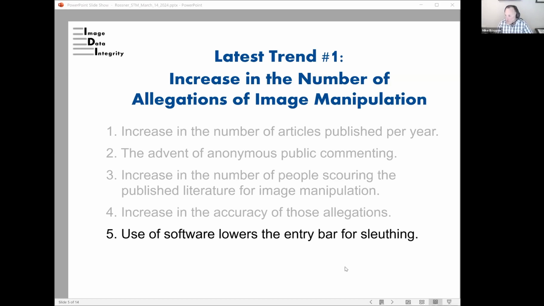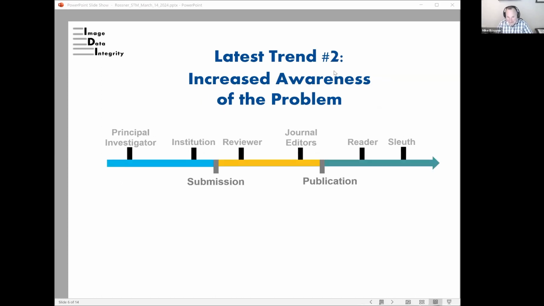It used to require some visual skill to be able to pick these things up. Now all you have to do is upload a PDF, and anybody who can do that can become an image sleuth. So this increase in the number of allegations has led to our latest trend number 2, which is an increased awareness of a problem. And this increased awareness is amongst all stakeholders in the publication process. And one would hope that awareness amongst these stakeholders who are upstream of the actual publication date would reduce the number of manipulated images getting into publication. But at least currently, the balance is still on this side.